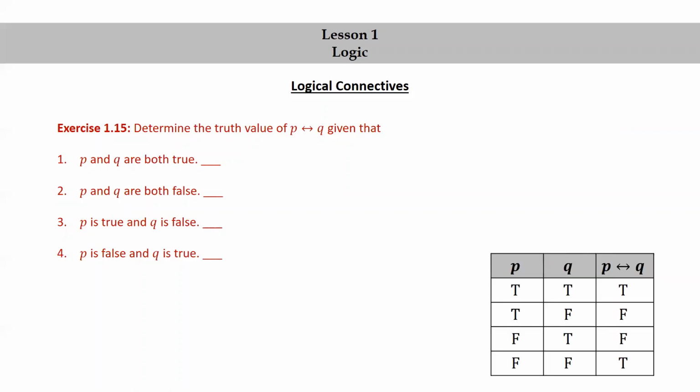Looking at the truth table for P if and only if Q, we have true if and only if true is true, false if and only if false is true, true if and only if false is false, and false if and only if true is false.